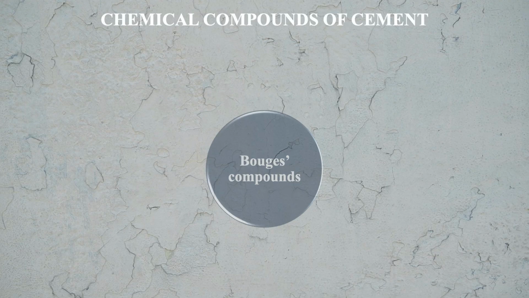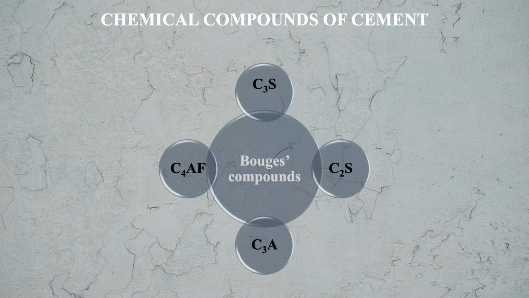Now let us discuss these chemical compounds of the cement. As I told you, after burning of raw materials, a lot of chemical changes occur in the raw materials, and very complex chemical compounds are formed. These are generally known as Bogue compounds, and the order of formation of these compounds is: first is C4AF, then C3A, then C2S, then C3S. This is the order of formation.